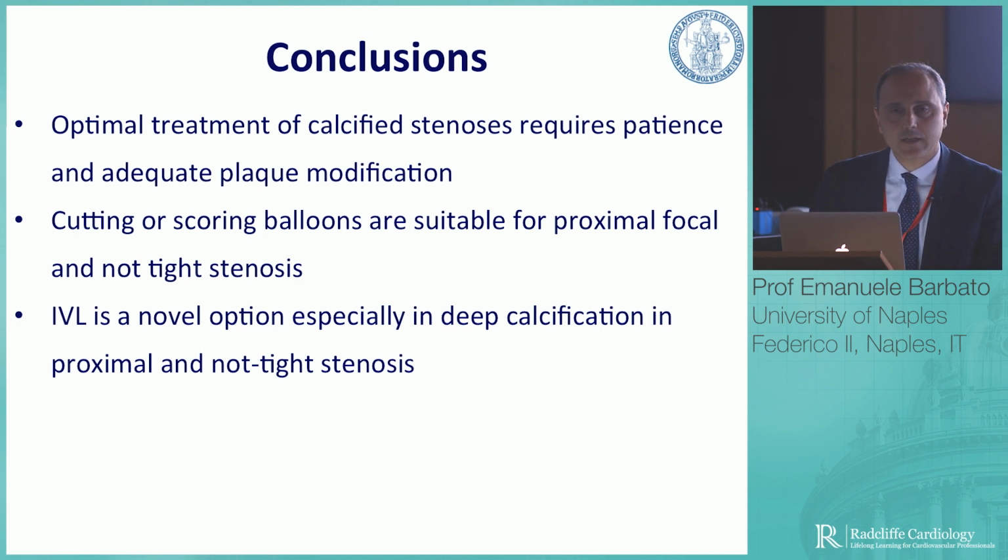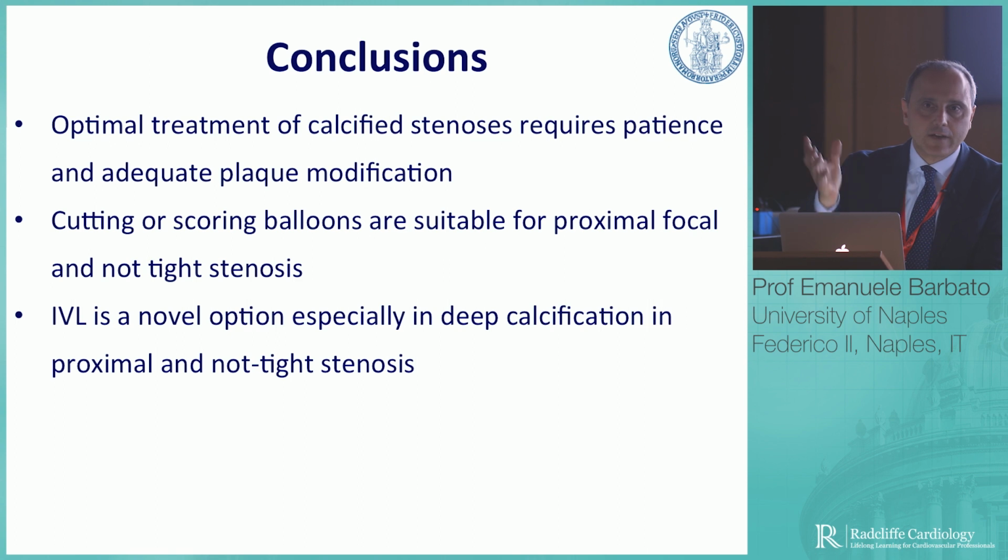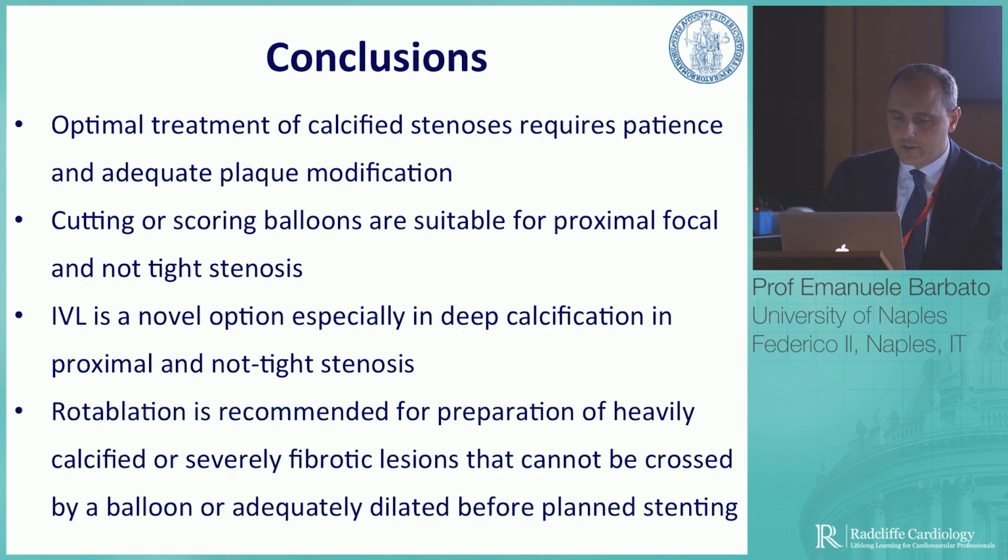We have heard in the beginning calcified nodules, big arteries. That is not the place for rotational atherectomy. Rotablation would really do nothing in these cases. Perhaps intravascular lithotripsy, but we need more data there, might be the solution. Rotablation is recommended for preparation of heavily calcified or severely fibrotic lesion that cannot be crossed by balloon or adequately dilated before planned stenting. Thank you very much.